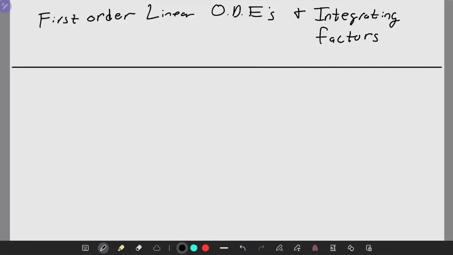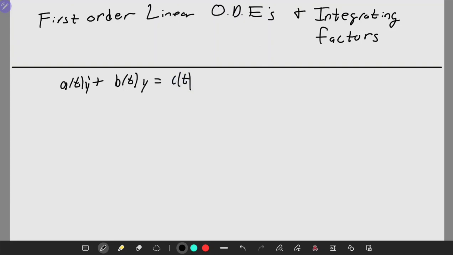In this video, we will be going over first order ordinary differential equations and the first method to solve them, integrating factors. So to start off, first order linear ODEs are typically in the form a of t y prime plus b of t y is equal to c of t.